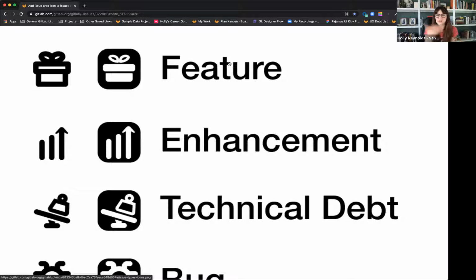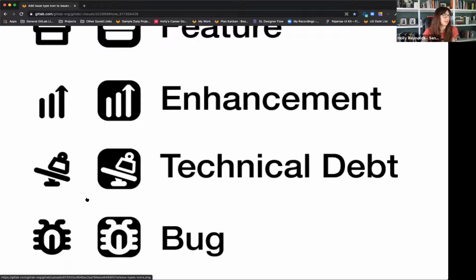We did a lot of research with users in terms of what the specific verbiage is that we're using for these. To them, a feature could be either something new or adding on to something existing. In other words, an entirely new thing or adding on. Enhancement, however, was always obviously adding on. So I went with a little present for feature, kind of a bar chart showing an upward arrow in addition to the lines for enhancement, and then technical debt.